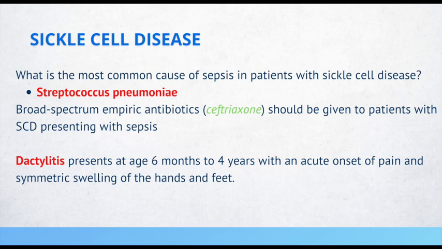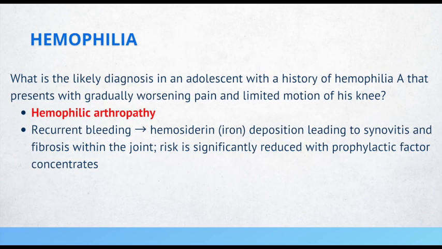Broad spectrum empiric antibiotics such as ceftriaxone should be given to patients with sickle cell disease presenting with sepsis. What is the likely diagnosis in an adolescent with a history of hemophilia A that presents with gradually worsening pain and limited motion of his knee?